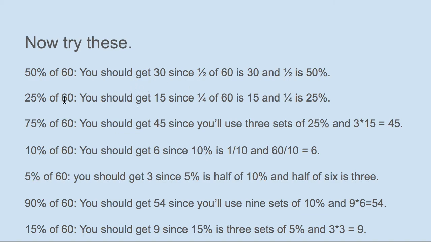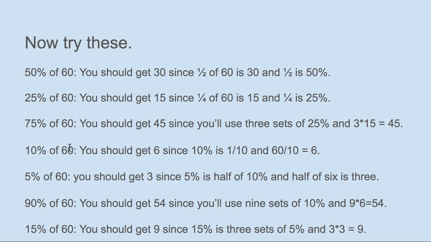For 25% of 60, you will get 15. 1/4 of 60 is 15. You could have also taken half of 50% from the previous problem. Half of 30 is also 15. So 25% of 60 should give you a value of 15. For 75% of 60, you should get 45. You can use 3 sets of 25% or 3 sets of 15 to get you 45.